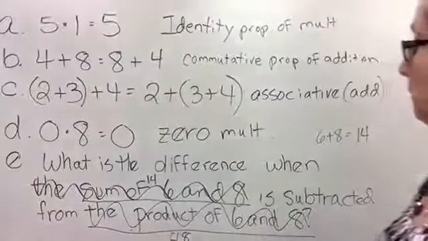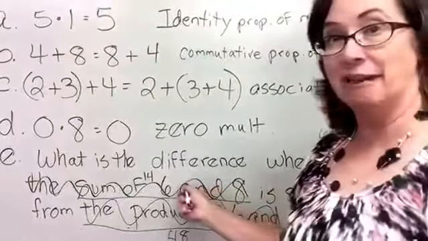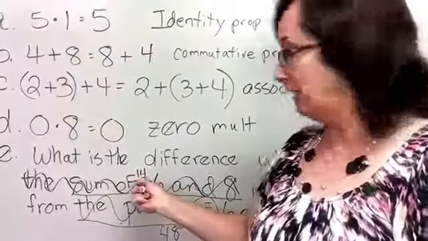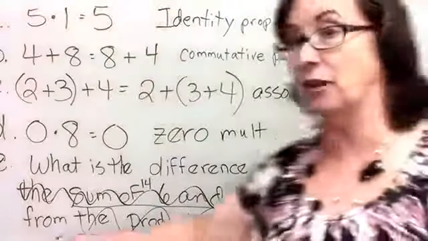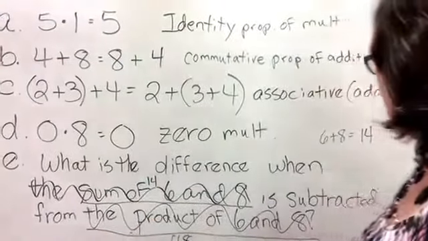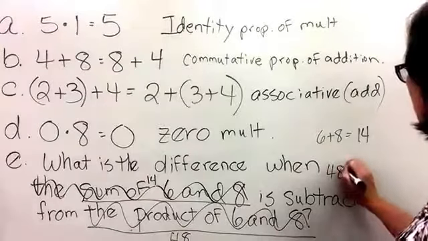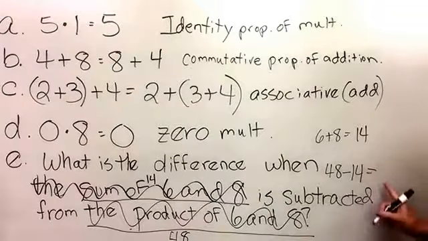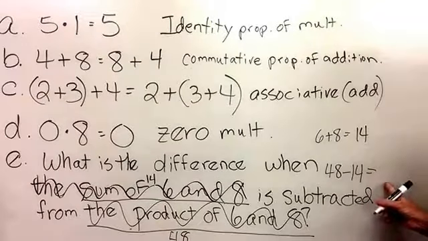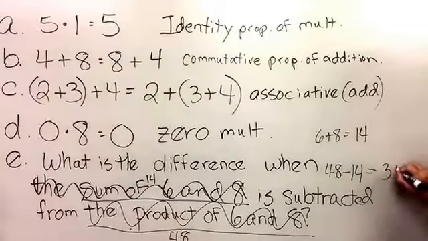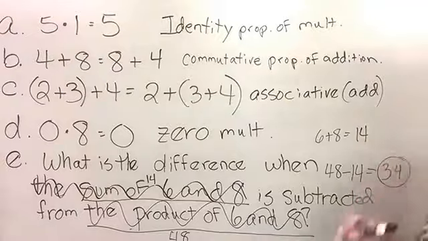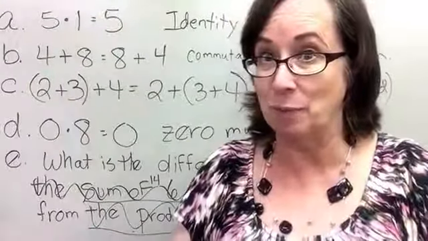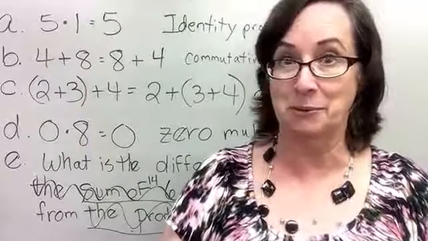Okay, so now what do we have? What is the difference when 14 is subtracted from 48? So 48 goes first, doesn't it? And then we're going to subtract from it 14, and the difference is going to be 34. Did you get that mystery number right? Okay, I'm going to be back in a minute with some more problems to put on our board to practice lesson 2.